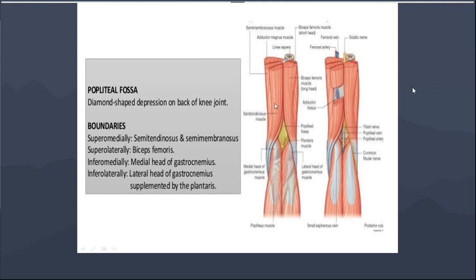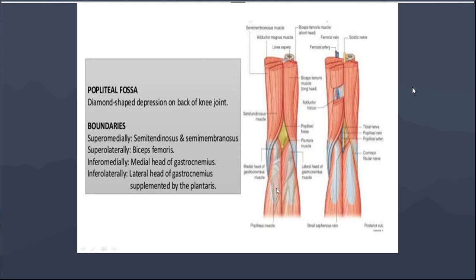What are the muscles present on the back of the thigh? On the medial side, two muscles: semitendinosus and semimembranosus. And on the lateral side, which muscle is present? Biceps femoris. The long head and short head of biceps femoris join to form the biceps femoris muscle. Now we can see the superomedial and the superolateral sides. Superomedially it is formed by two muscles, semitendinosus just below and this is the semimembranosus. Superolaterally it is formed by the biceps femoris.